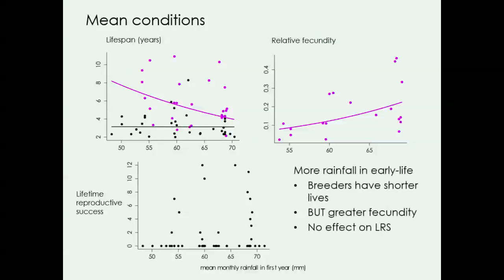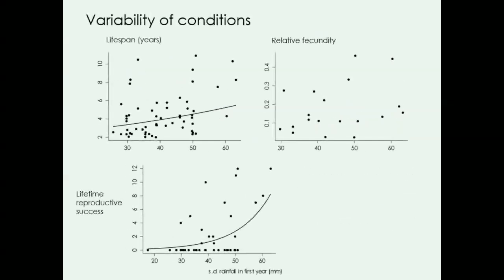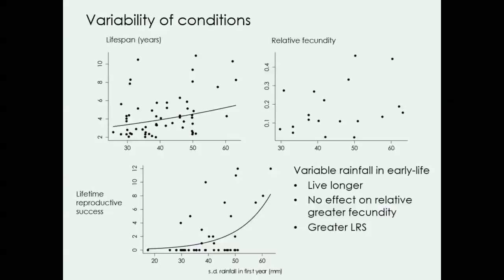As I said there. However, this is just looking at the average conditions an individual experiences during their early life. If we now look at the other side of this coin, at how the variability of conditions in early life affects survival and reproduction, what we see is a much simpler but perhaps slightly more puzzling effect, where if you experience a more variable early life, so up this end of the scale, you just live longer. And there's no effect on this relative measure. And the ultimate effect is that you sire more pups. So you seem to have a better return.